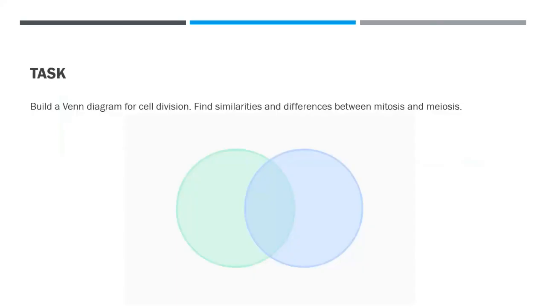Okay, I hope you enjoyed this film, and right now you have the next task. You need to build a Venn diagram for cell division. Find similarities and differences between mitosis and meiosis.